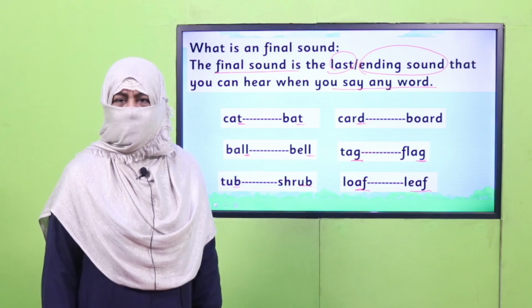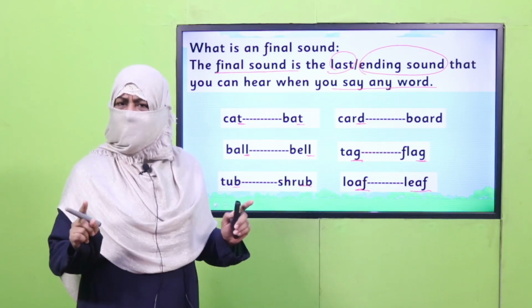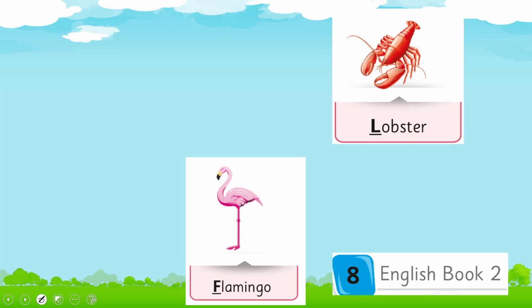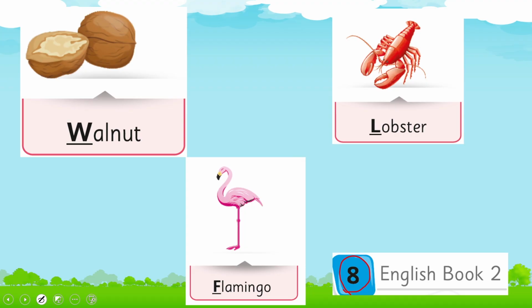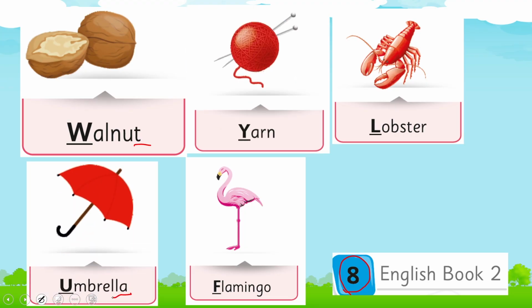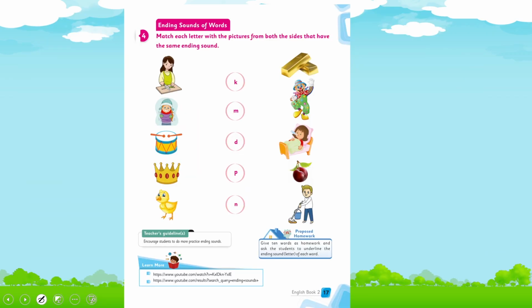Yes, my dear children, are you clear with the final sound concept? Are you ready to practice it? Okay, then open your book, and here I have more examples for practicing: walnut, umbrella, yawn, lobster, flamingo. Alright? And it's time for practice. Open your book on page number 17.